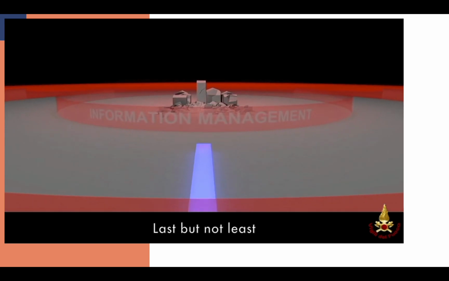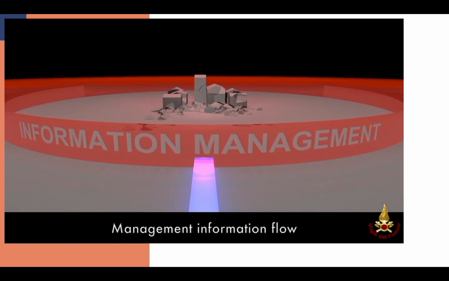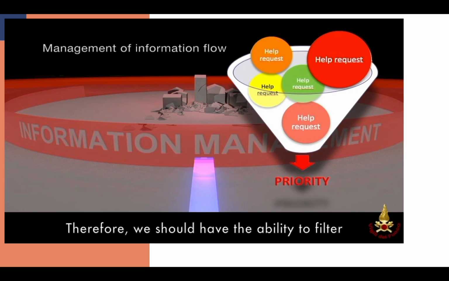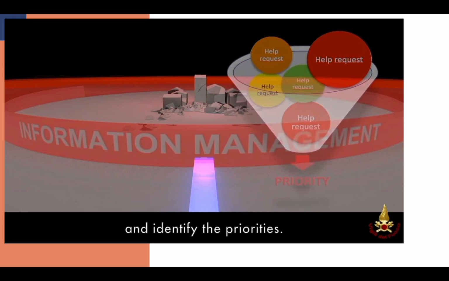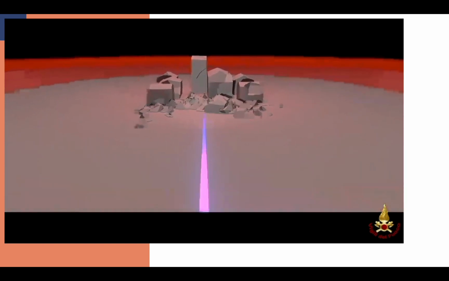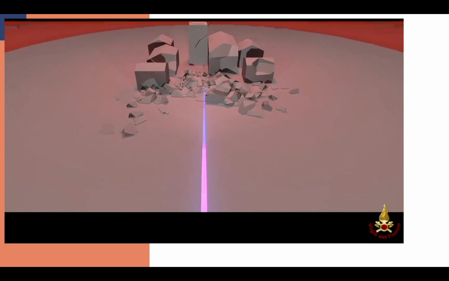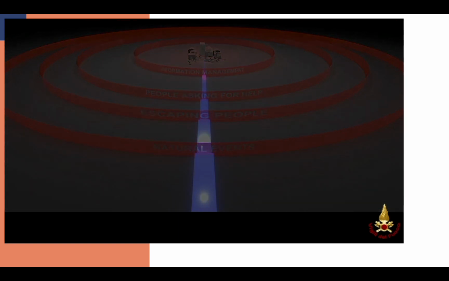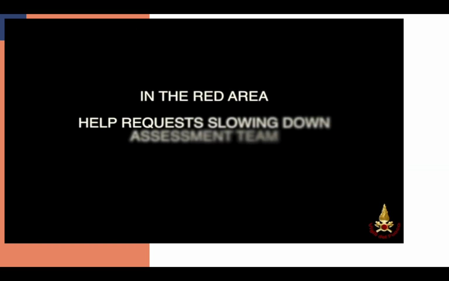Last but not least, management of information flow. After a catastrophic event, a lot of information is likely to arrive. Some of the news is fake, other misleading. Other news is correct. Therefore, we should have the ability to filter, including news from social networks, and identify priorities. Affected area.